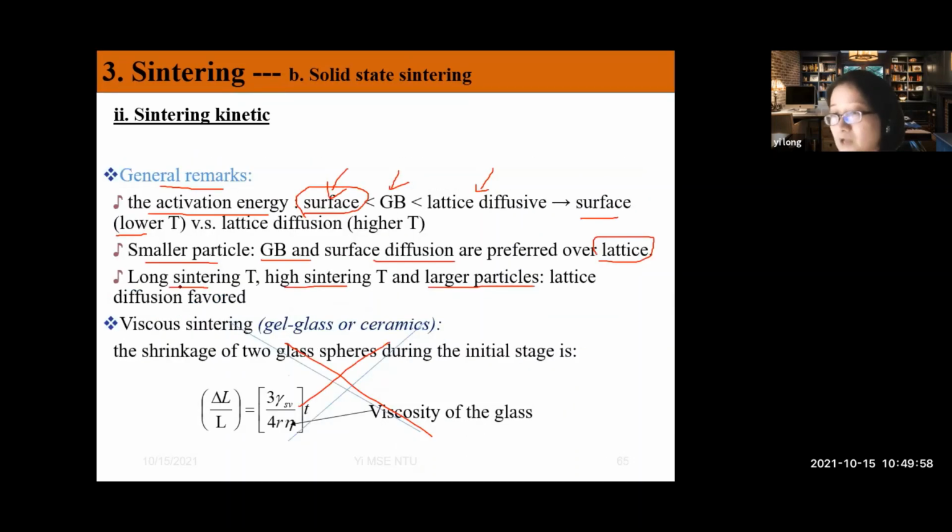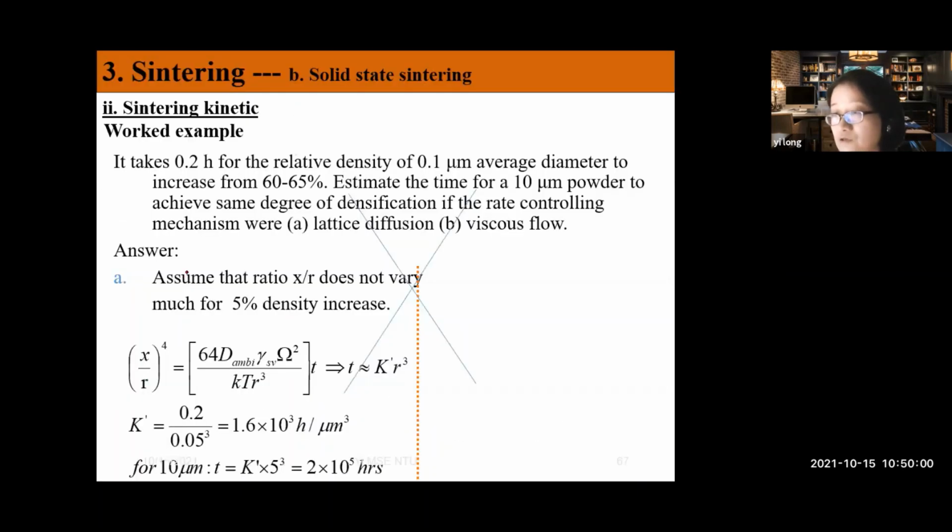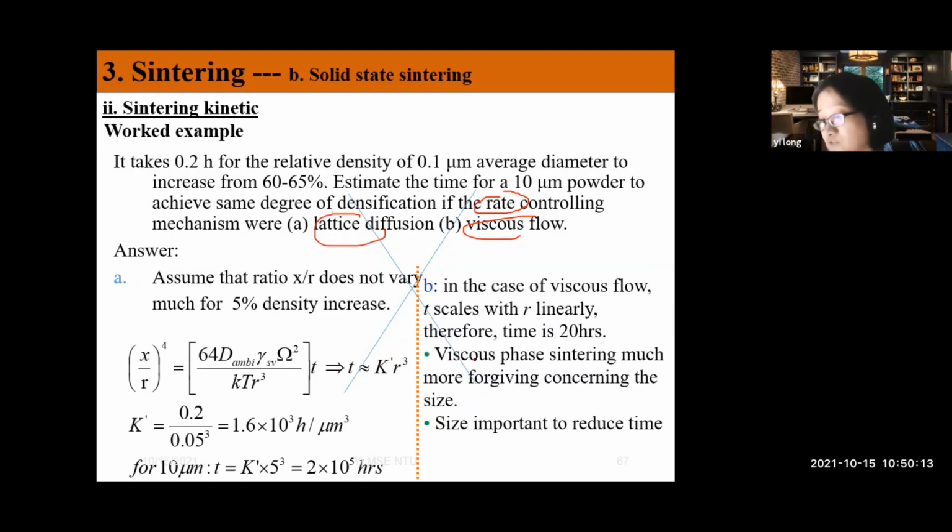Okay, so let's continue. So this is an example I share with you. So you can see I'm asking you about the densification, what is the rate controlling mechanism, if it's lattice or viscous flow. So you need to calculate which one is faster. Whichever one is faster is going to win. Okay, but the details are not included. The most important thing is we understand the fundamentals behind it. Again, this is not required.